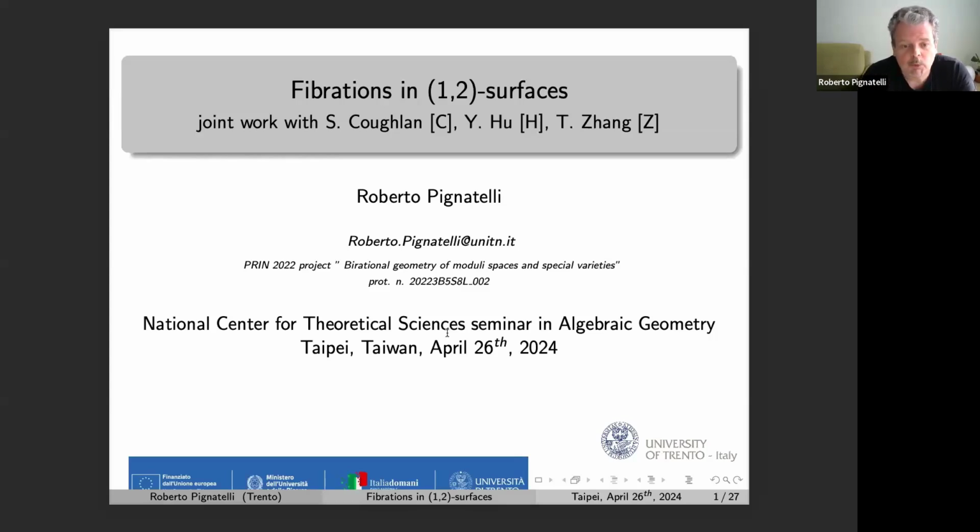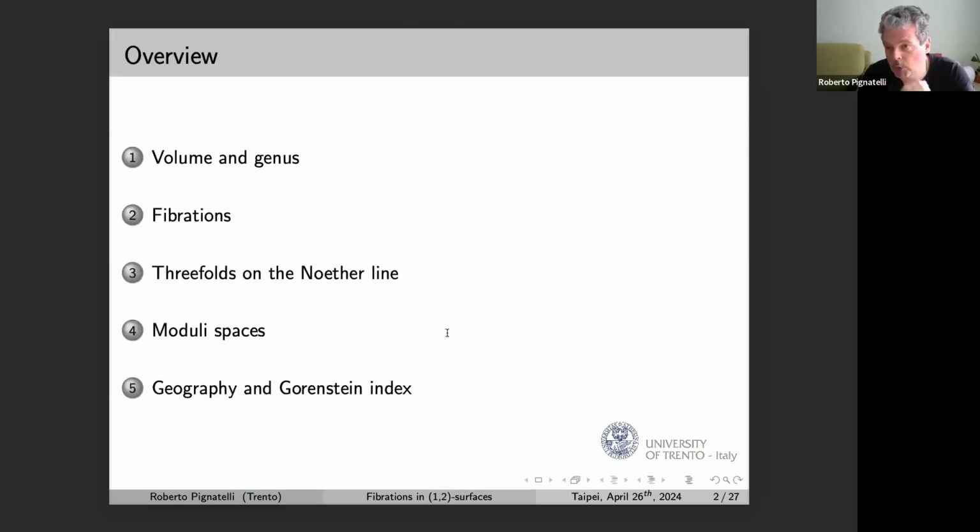This is a joint work with Stephen Coughlin mostly, and for the last part, one of the main results is with Yong Hu and Tong Zhang, which I'm going to explain, how we met online, and our research met, and we got something interesting in common. And so the subject is fibrations of genus 2 surfaces, which I'm going to say quickly what they are. Let me go to the overview of the talk.